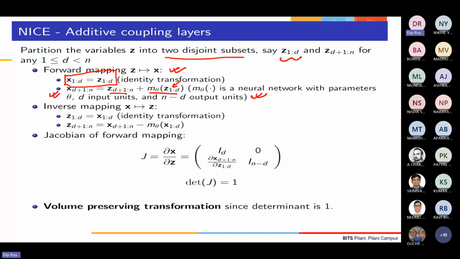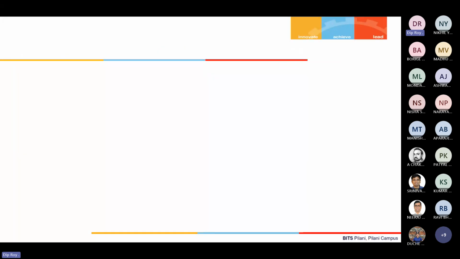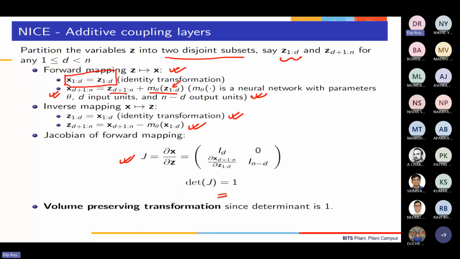Since this is a very simple mapping, you can see that the identity transformation is invertible, and this shift is also invertible. The only thing that we need to do is calculate the Jacobian, and we are done. The Jacobian of this particular matrix is essentially this. You might ask me, why is the Jacobian looking like this? I'm just writing it down.